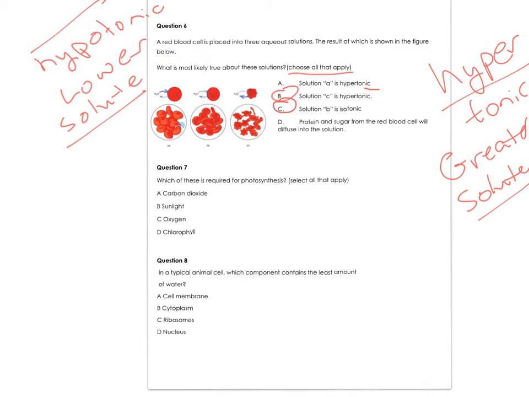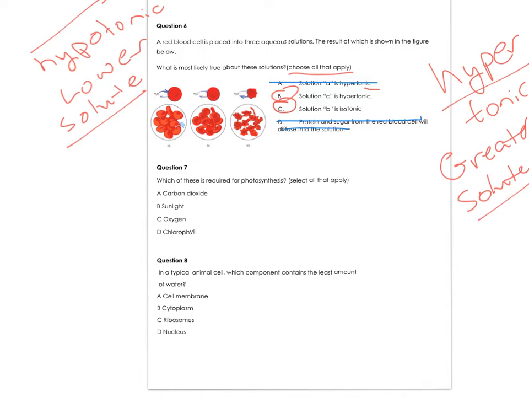So the answers are B and C. Let's check D just in case. It says protein and sugar from the red blood cell will diffuse into the solution. We know proteins and sugars do not diffuse. They need help at least, and that would be facilitated diffusion. And A was wrong because it's not hypertonic. So at least this would be in C as the answer.